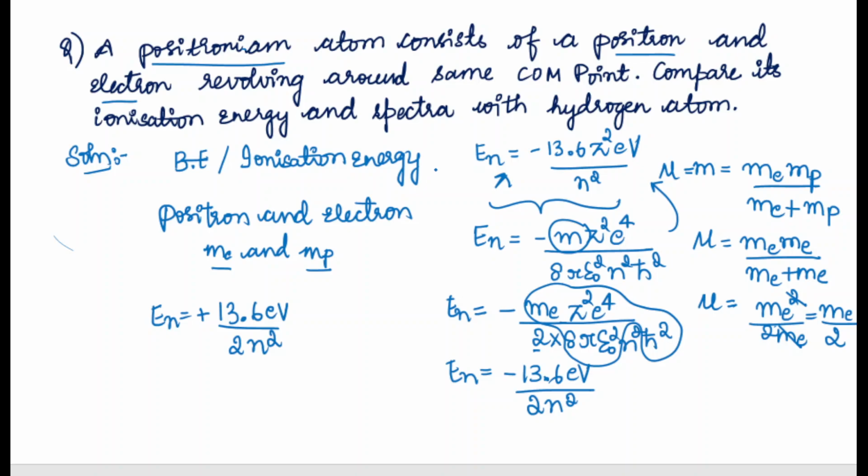Now what will be the spectra compared with hydrogen atom? The spectra is nothing but the wavelength. Yes, we will see now. What is the wavelength formula for the hydrogen atom? That is the wave number I have told. It is 1 divided by lambda, which is equal to R infinity times 1 divided by n initial square minus 1 divided by n final square.